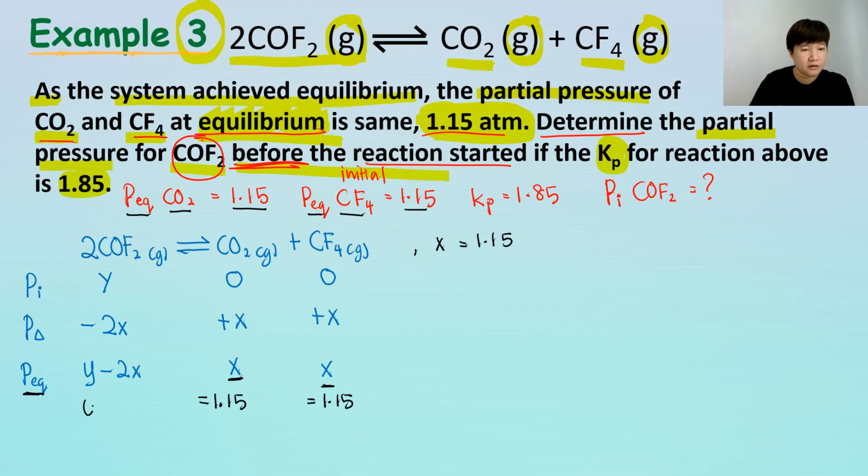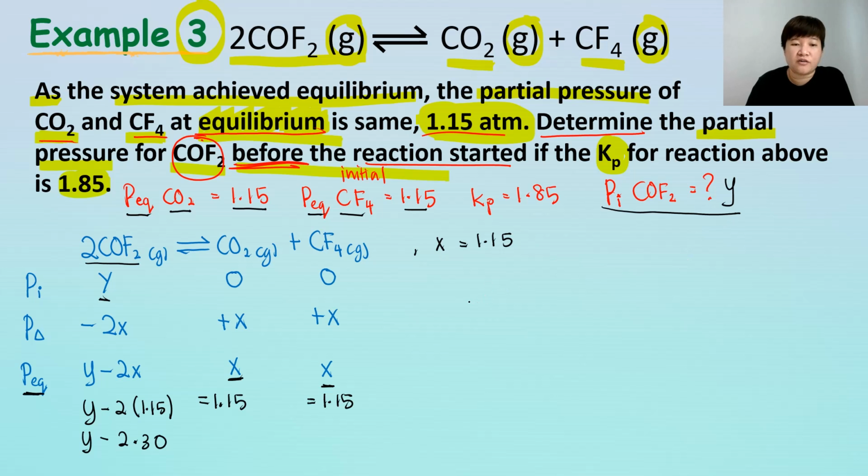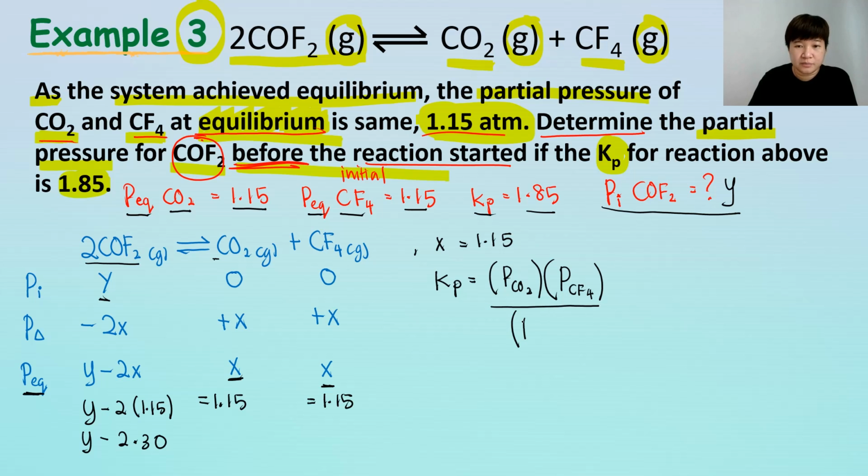So you can put in y minus 2x, which is y minus 2.30. That is your equilibrium at this moment. But the question is asking for y, the initial partial pressure of COF2. So how can I solve it? Simple, using the Kp formula. Start by writing your Kp formula. Kp equals product over reactant: the partial pressure of CO2 to the power of 1, because the ratio is 1, times the partial pressure of CF4 to the power of 1, over the partial pressure of COF2 to the power of 2.